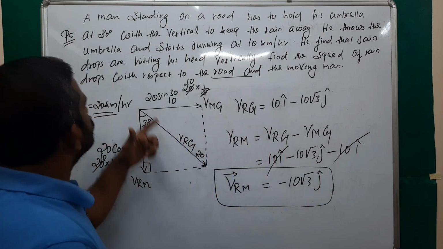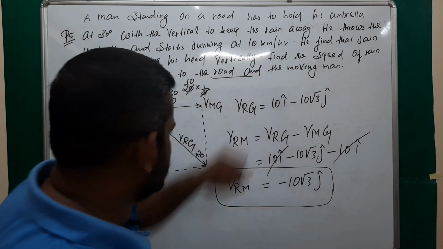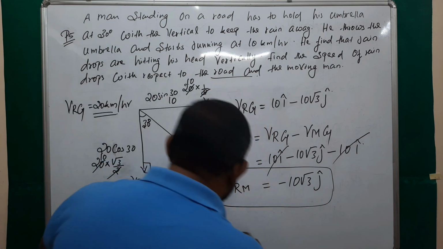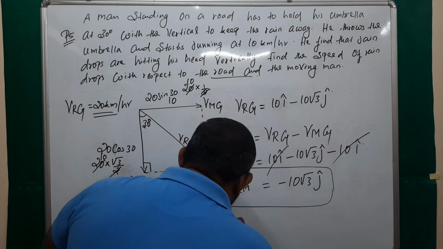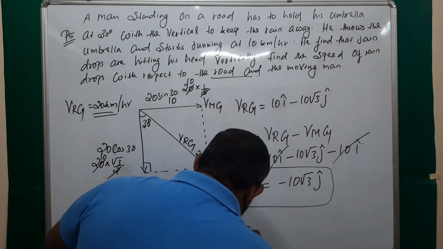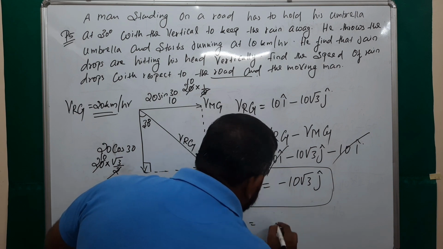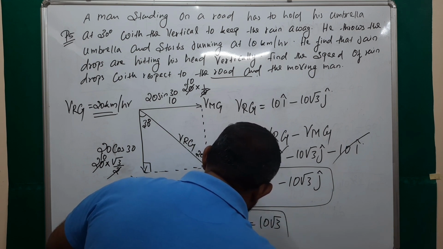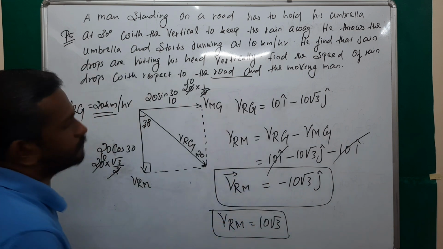Clear? So we have to find the speed. Velocity means magnitude with direction, and speed means without direction. So Vrm is 10 root 3. That is the answer. Clear?